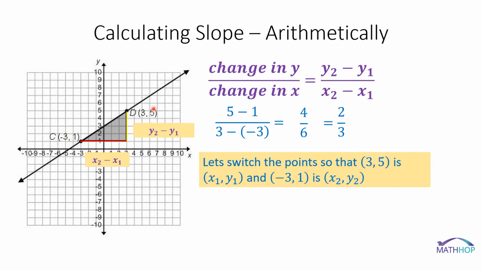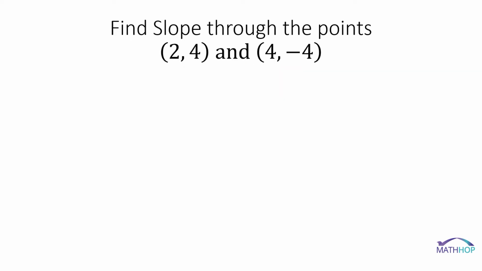So now our change in y is going to be what? This is y2, so we're going to say 1 minus 5. This is x2, so we're going to say negative 3 minus 3. It will not matter as long as we are consistent. 1 minus 5 over negative 3 minus 3 is negative 4 over negative 6, and negative divided by negative is positive, so we get positive 4/6, which is still positive 2/3. Not too bad. Let's look at another example.